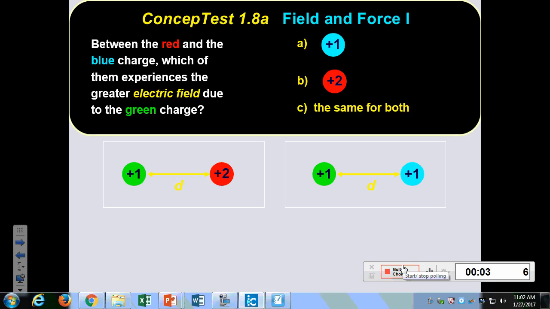Red and blue charge, which of them experiences the greater electric field due to the green charge? All right, let's stop at 42. Just guess if you're not sure.